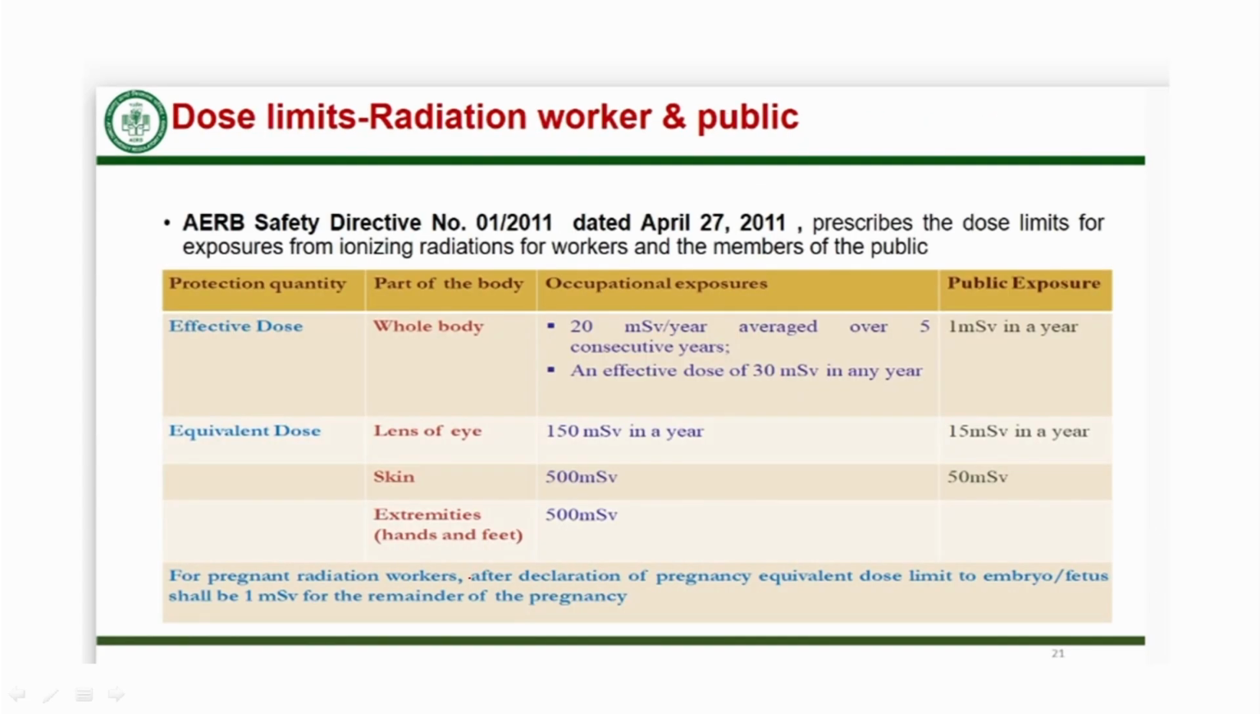Now we must understand the radiation dose limits for the public and for a radiation worker. The radiation dose limit for the public is 1 millisievert in a year.